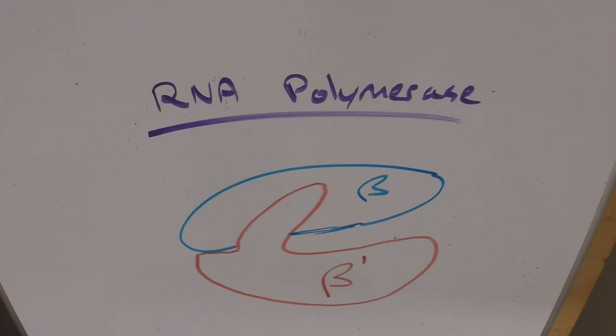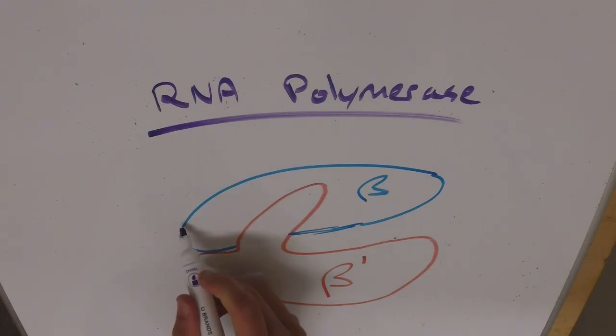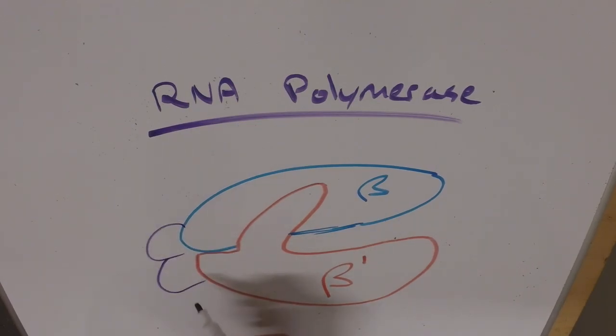The other subunits mentioned before were 2 alpha subunits, which we'll draw kind of like as little p's over here. Alpha, alpha. And then an omega subunit, which we'll draw, I don't know, just attached down here.